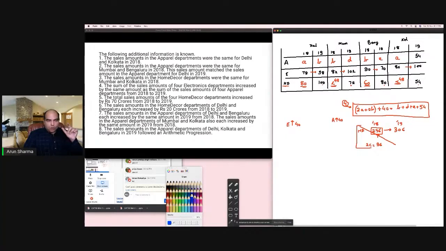And a lot of people could not handle this question because of 7 and 8. So I'm just showing you how to handle 7 and 8. And the basic thumb rule here: if you control the variables in DI and you control the conditions and the clues in reasoning, you will always control the question in the LRDI section. So sales amounts in the apparel department of Delhi and Bengaluru each increased by the same amount in 2019 from 2018. So what is this saying?